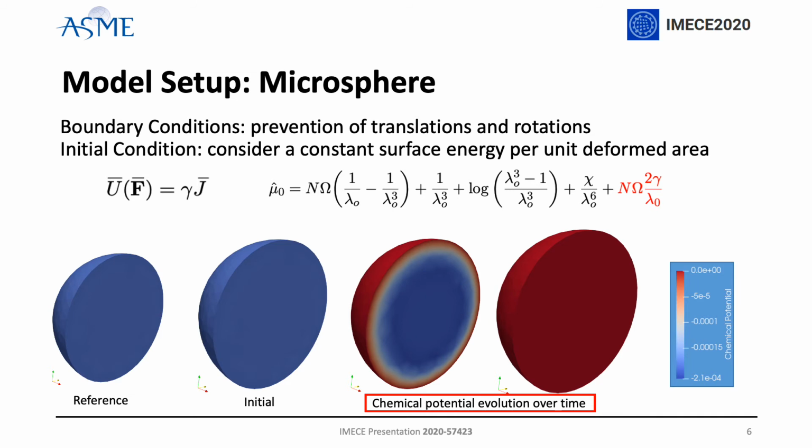value. This change in chemical potential causes a certain degree of swelling or drying depending on the initial stress, Flory's parameter, and gamma. Taking into account surface energy in this initial condition yields this red term.